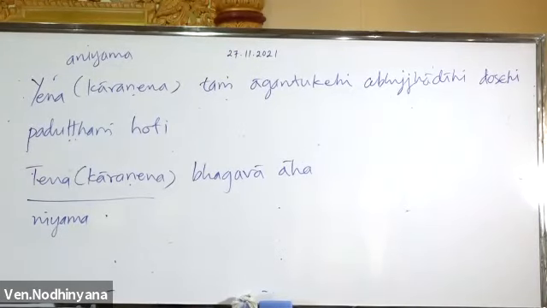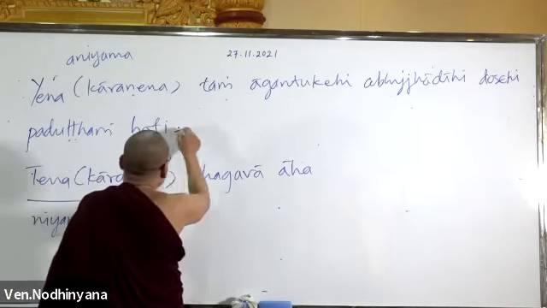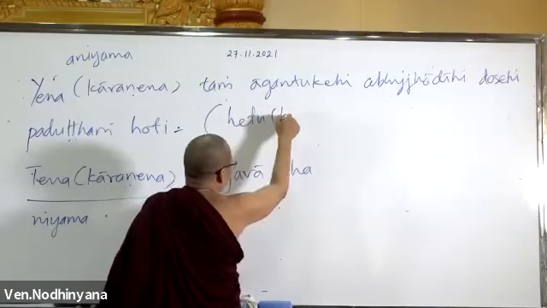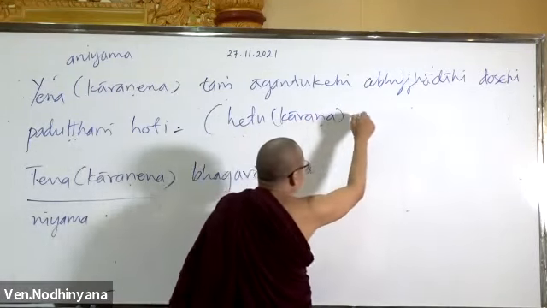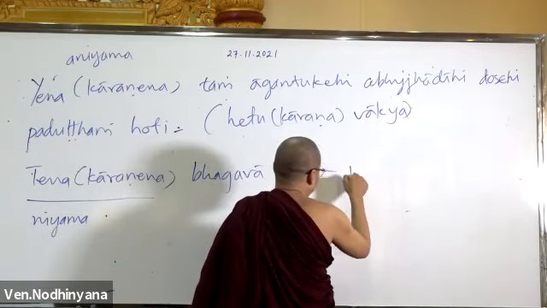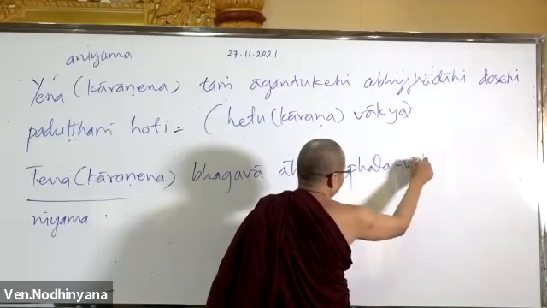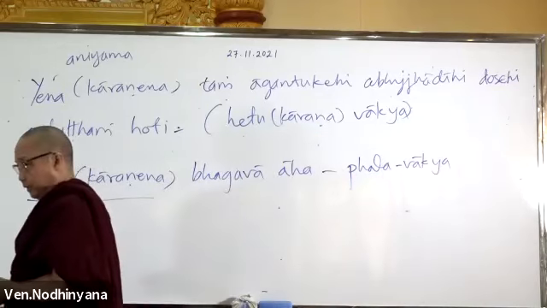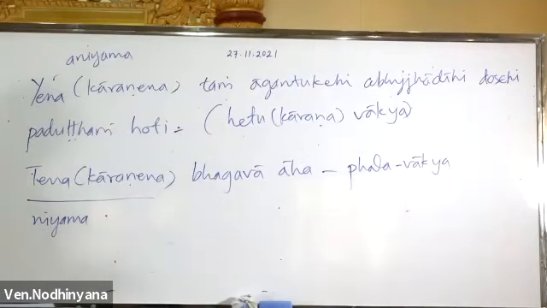We can also understand the yena karanena sentence is called the hetu sentence or maybe karana sentence. The tena karanena sentence is called the plus sentence. This one is the hetu or karana sentence, and this one we call the plus sentence, plus vakya. The first one is hetu vakya or karana vakya. The second is called plus karana, plus vakya. Yena karanena tam agantukehi abhijatihi dosehi padutthan hoti, tena bhagava.